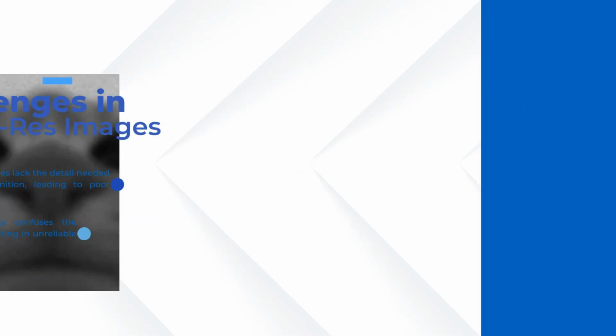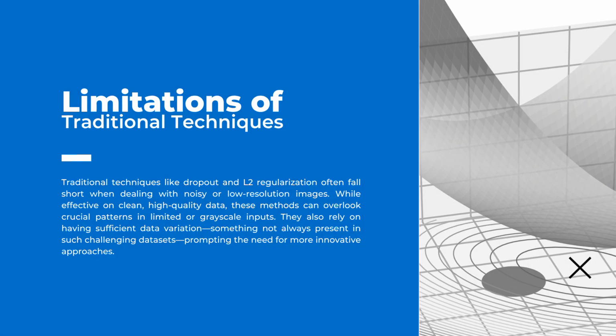Techniques we usually rely on, like dropout or L2 regularization, don't always work well here. They're great when the data is clean and clear. But when it's noisy or low-res, they can miss important patterns. They also assume there's enough variation in the data to learn from, which isn't the case in limited grayscale images. That's why we had to think beyond the usual methods.